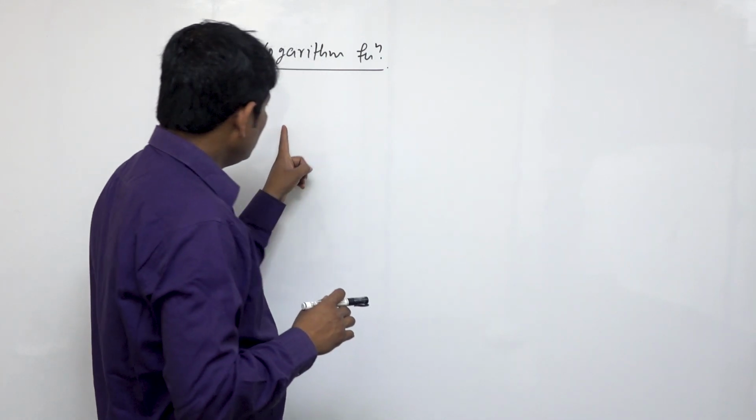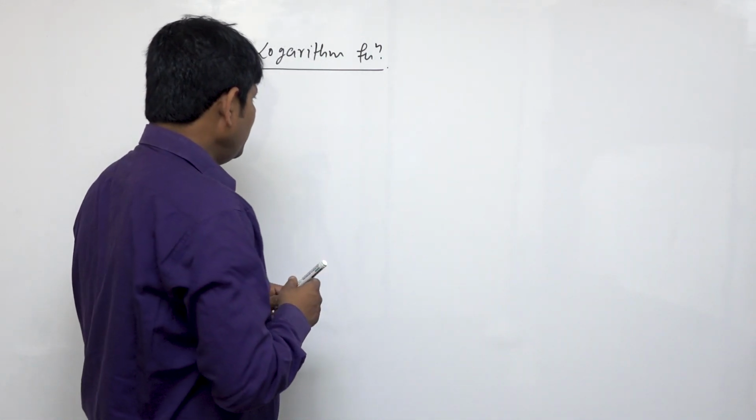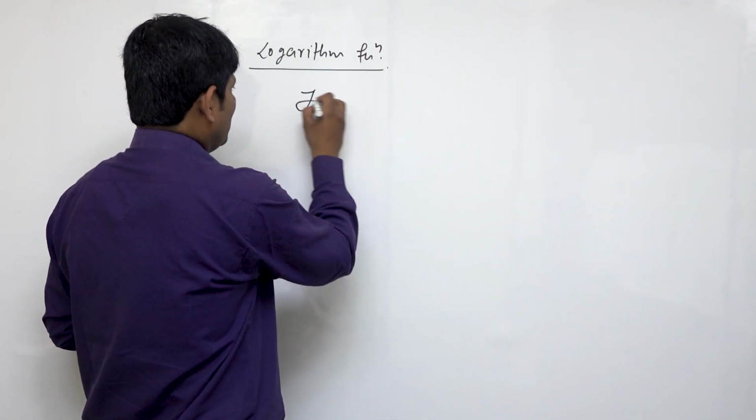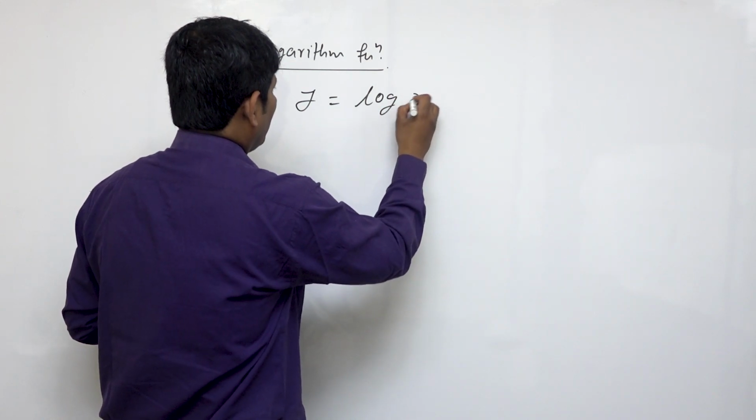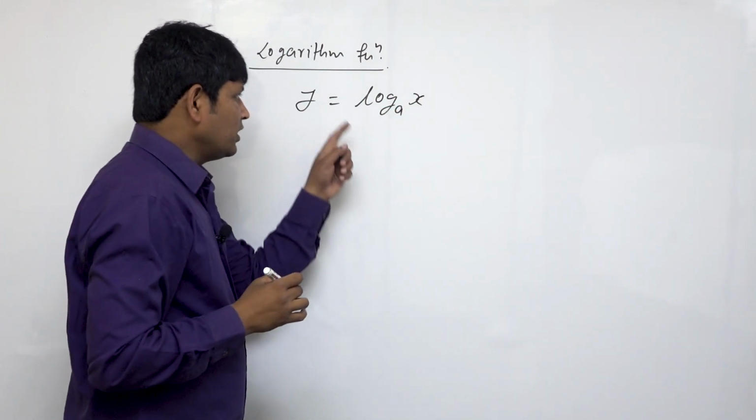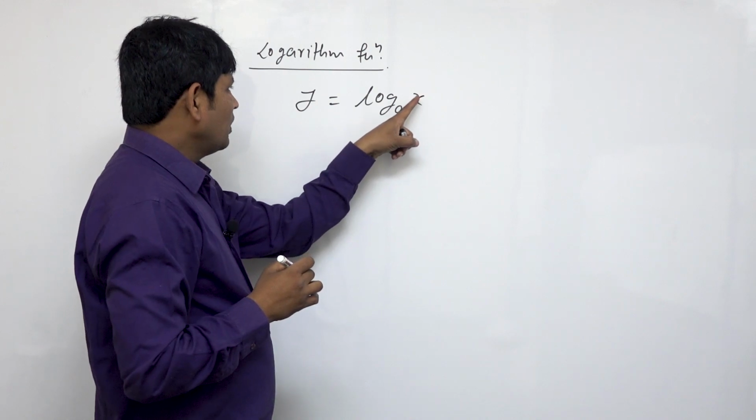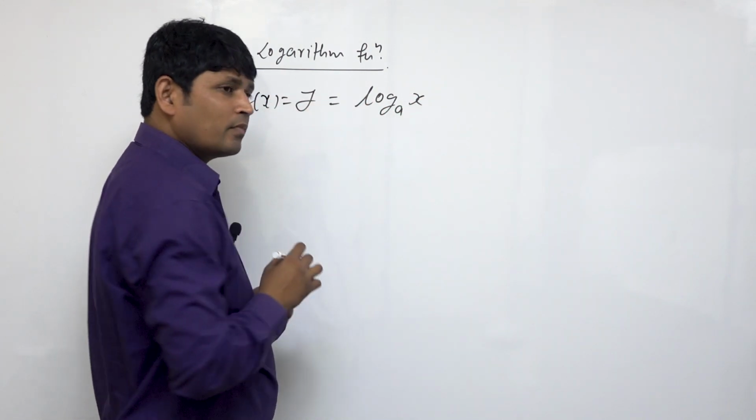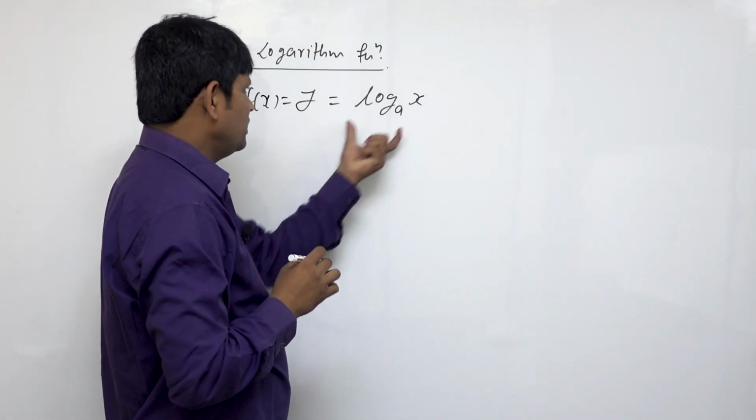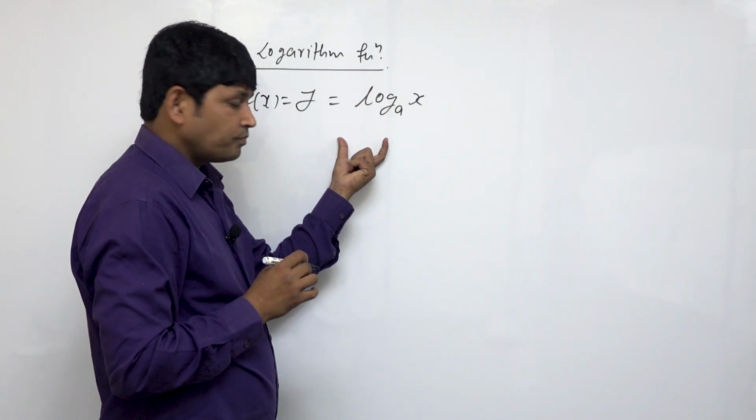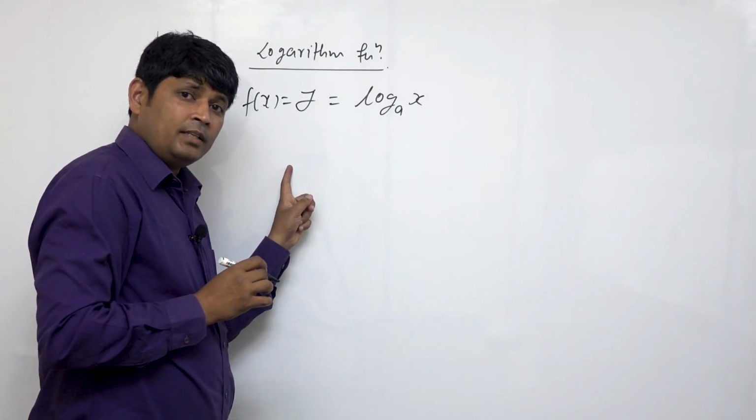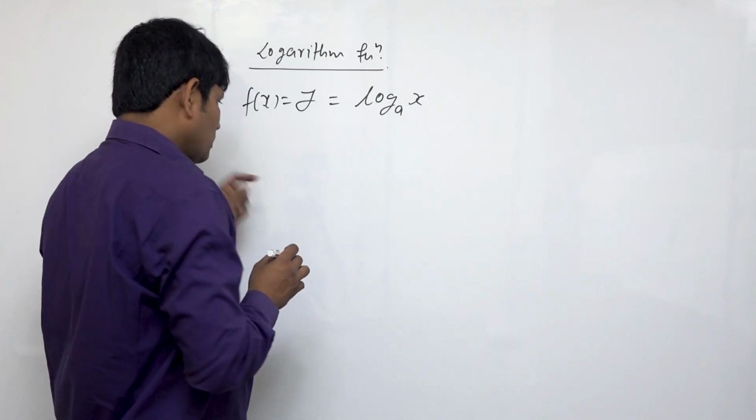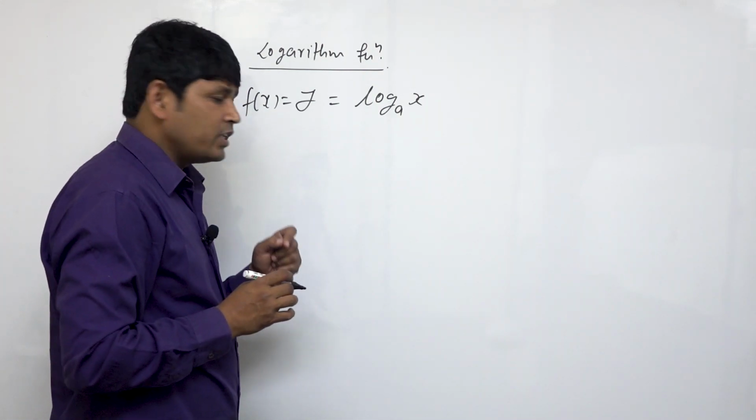So the logarithm function we have to represent here. The logarithm function is written as y is equal to log of x to the base a. It is read like that, log of x to the base a, or you can say f(x) is equal to this. This is the representation of the logarithm function. The logarithm function is the inverse function of the exponential function. So let's see how to find the inverse of the exponential function.